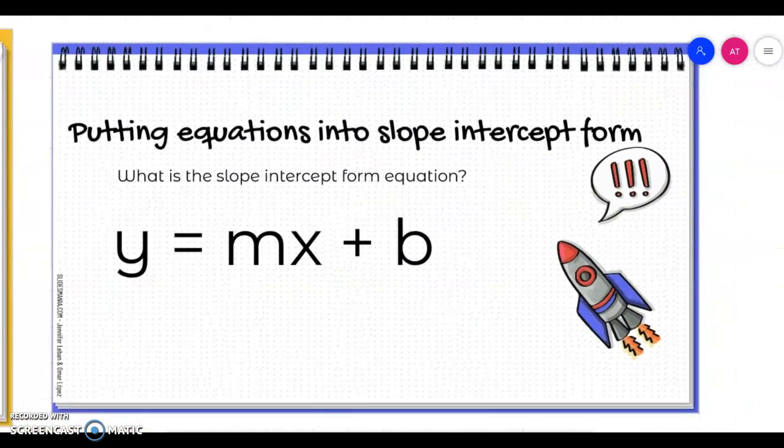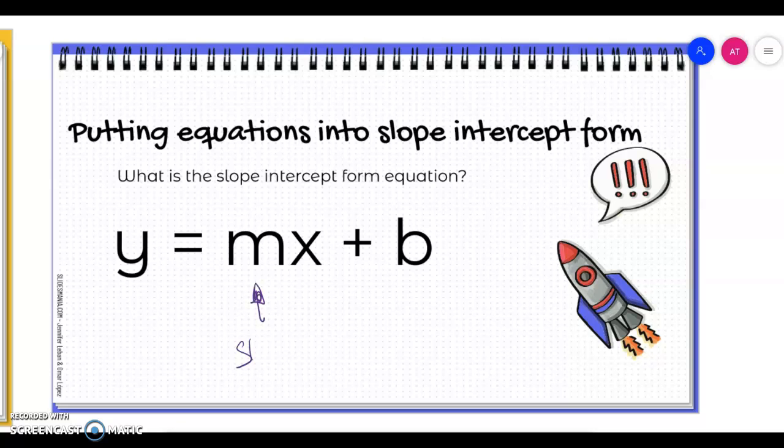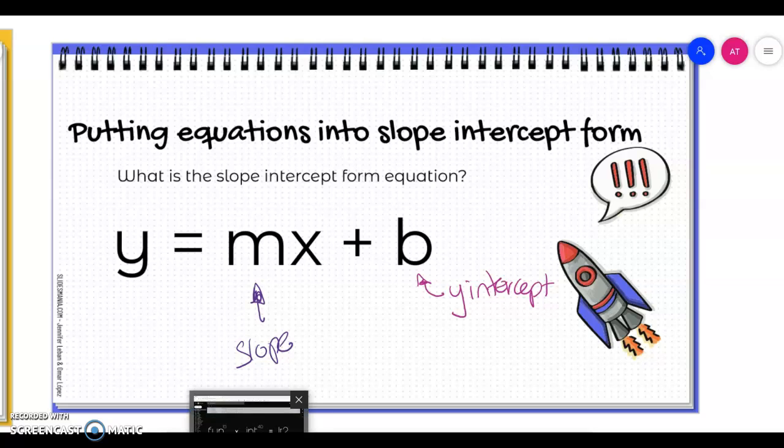As you can recall, the formula for the slope-intercept form equation is y equals mx plus b. Do you remember what m is? M is our slope, while b is the y-intercept. So make sure that you have this written on your paper and label your slope and your y-intercept.